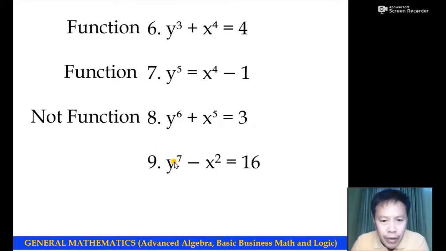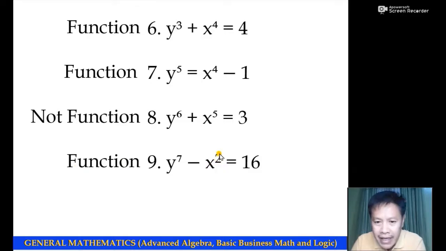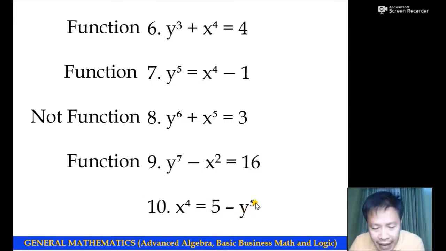Number 9, the exponent of y is 7 and this is odd and this is a function. But this is not 1-to-1 because the exponent of x is 2. Number 10, the exponent of y here is 5 and this is odd, therefore this is a function. But this is not 1-to-1 because the exponent of x is 4.